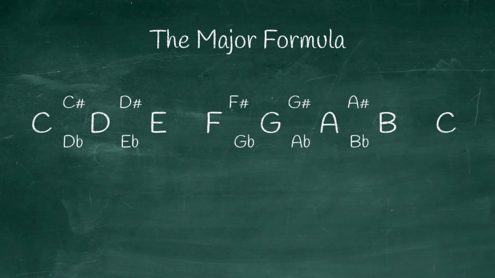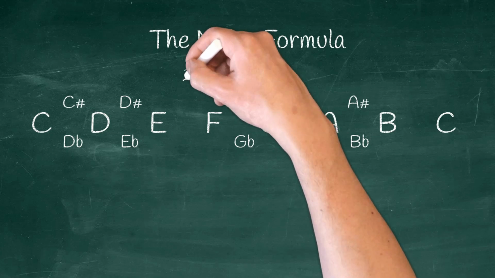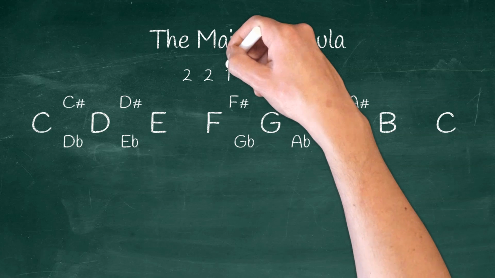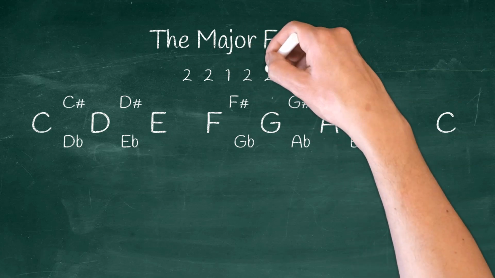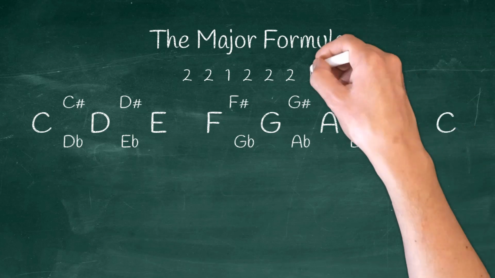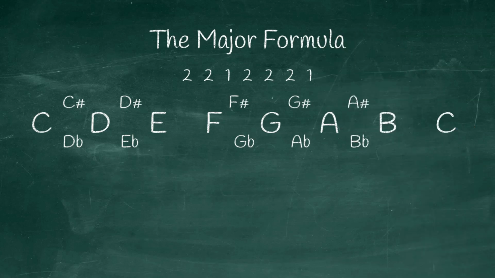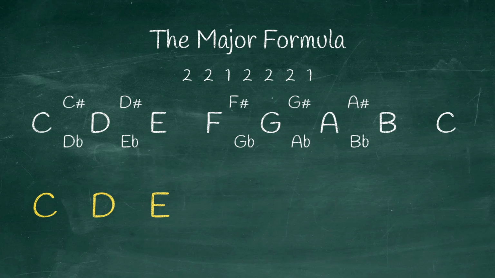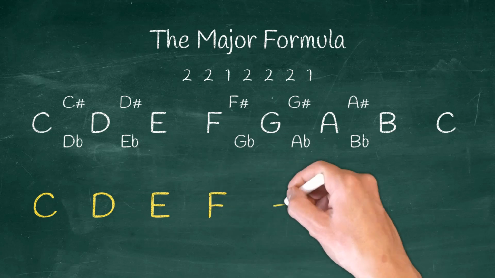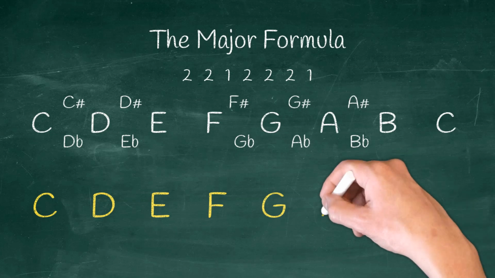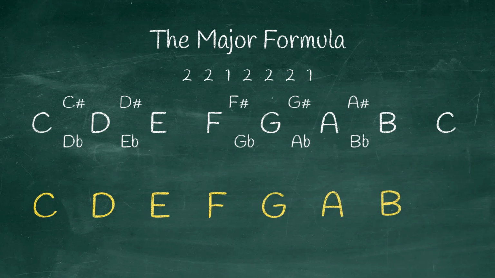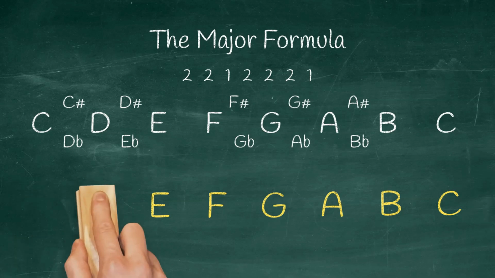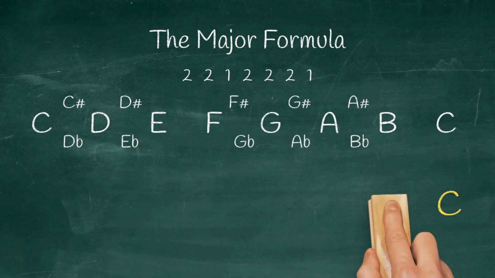To create a major scale, we use the following intervals from the root note across the chromatic scale. 2 steps, 2 steps, 1 step, 2 steps, 2 steps, 2 steps, and 1 step. So, to construct a C major scale, we start on C, move 2 steps to D, 2 more steps to E, 1 step to F, 2 steps to G, 2 steps to A, 2 steps to B, and 1 more step takes us back to C. Any major scale can be created like this.